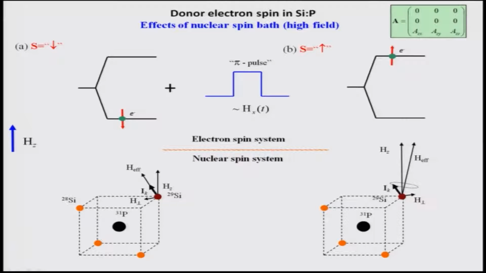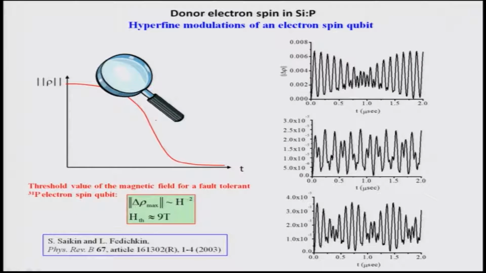The electron spin system can be separately looked at with respect to the nuclear spin system, and their overall interactions can then be studied. So, for example, the electron in the case of the high field system would be going from, say, the ground state to the excited state, whereas in the nuclear spin system the rotation would be changing with respect to the applied field. The hyperfine modulations of an electron spin qubit would be possible to be seen when this has happened.